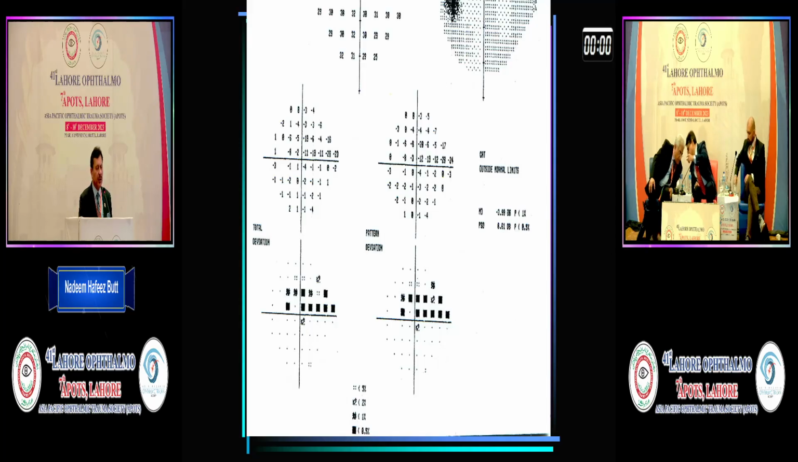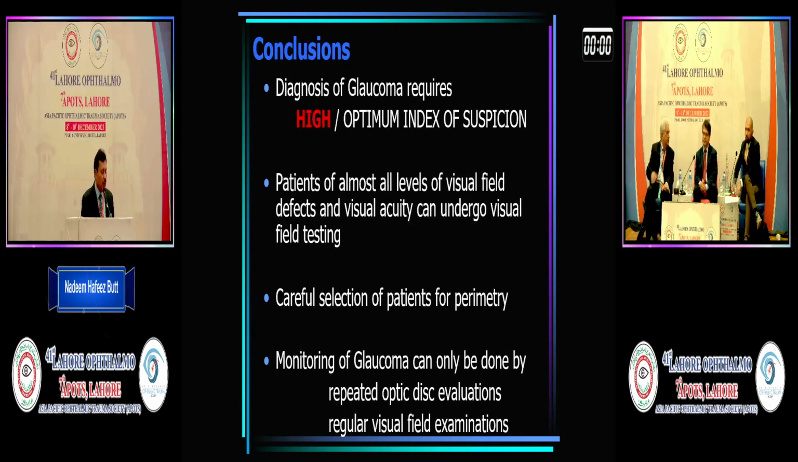So these three things are excluded, and then we find the report as pattern deviation report. So the conclusion is that the diagnosis of glaucoma requires, if not high, at least an optimum index of suspicion to see the disc with the preview that you have to find and diagnose these patients.